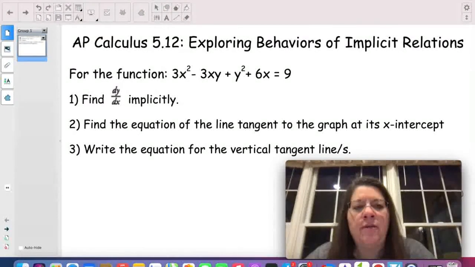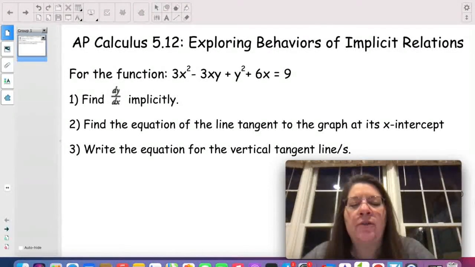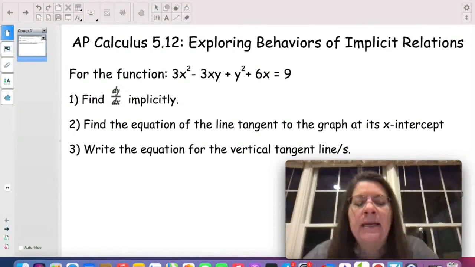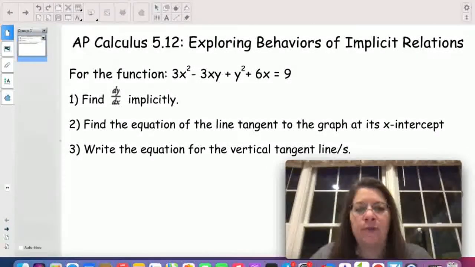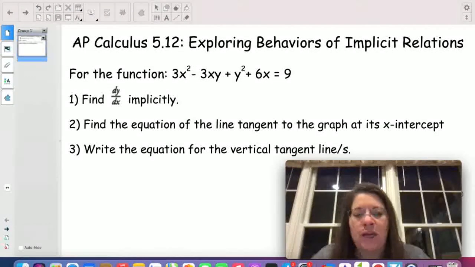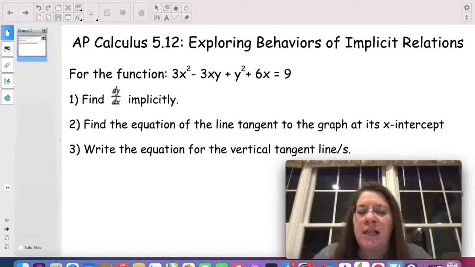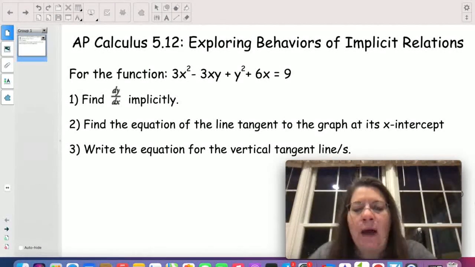So the example says, for the function 3x squared minus 3xy plus y squared plus 6x equals 9, number one, find dy over dx implicitly. So that just means find the derivative implicitly. And if they ask you to find dy over dx, remember, when I do implicit differentiation, instead of writing dy over dx every time I write y prime, it just saves me some writing. Y prime and dy over dx are considered the same thing.